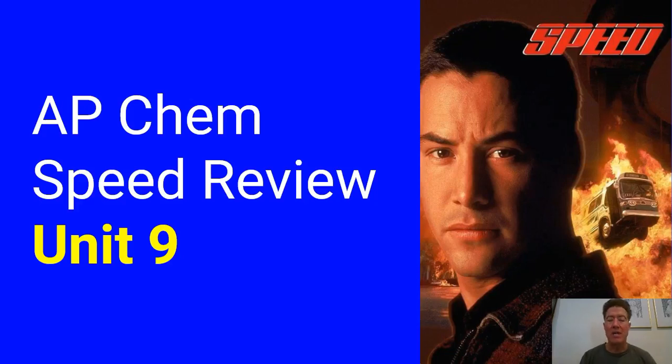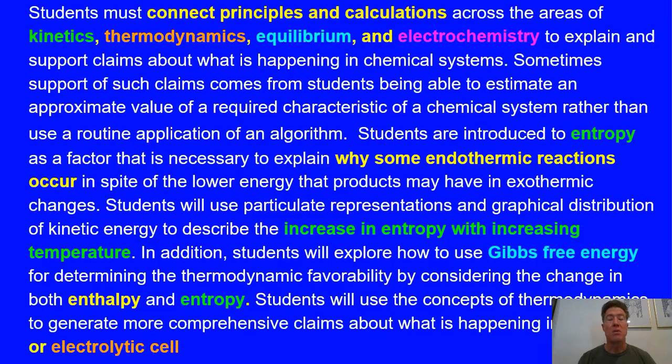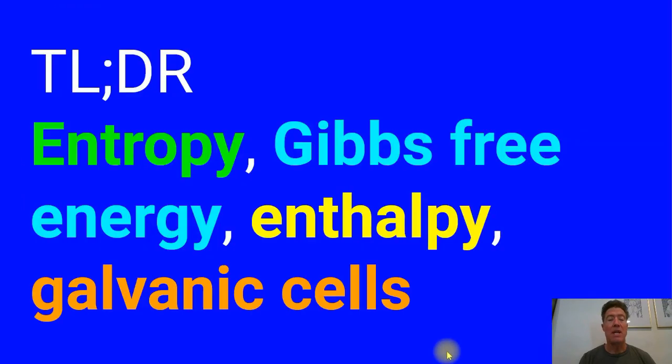On our last unit, Unit 9, we're going to be talking about applying the principles of thermo to various real-world applications. This part of the exam is just under 10% of the average weighting. Here's the big write-up from College Board, but the key takeaway here is that this covers entropy, Gibbs free energy, enthalpy, and galvanic cells or electrochemistry.